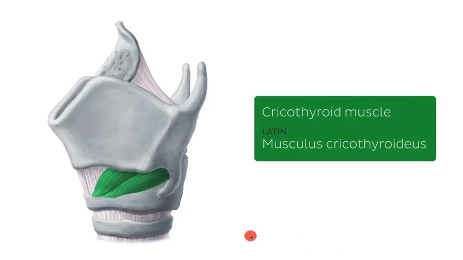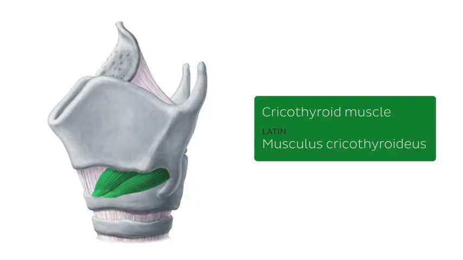Now notice here that the origin point is going to be the arch of this structure that we talked about, the arch of the cricoid cartilage, and then it's going to insert on the lamina of the inferior horn of the thyroid cartilage. Now, this structure is important because it increases the tension on the vocal ligaments.